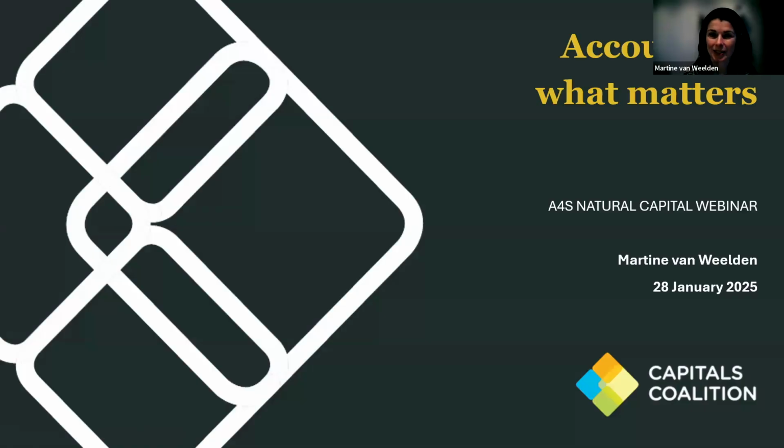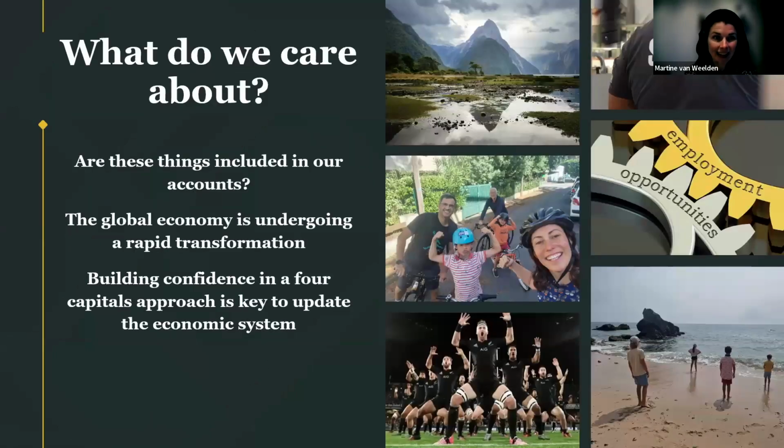So today I'd like to speak to you about how we can account for what matters, and I'd really like to extend my gratitude to Helen and the A4S team for inviting me to provide these introductory remarks. And I'd like us to kick off with this question about what we care about. Here you see several pictures about love within a family, community, clearing at the ocean, job security. I'm sure you deeply care about these things, but are these really the things you include in your accounts? That's the question.